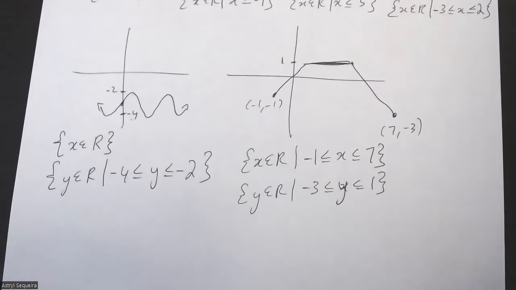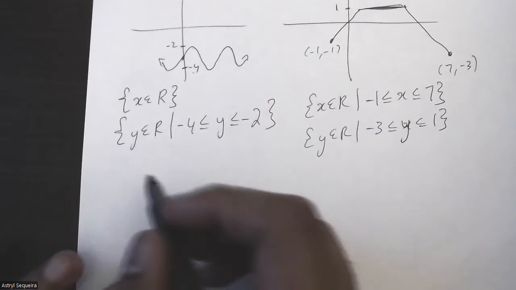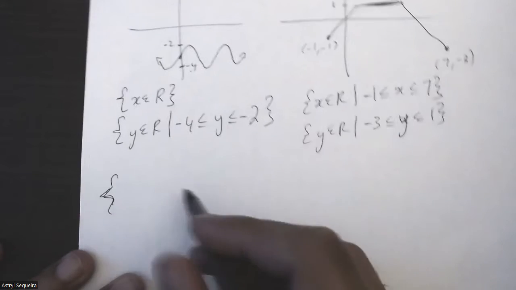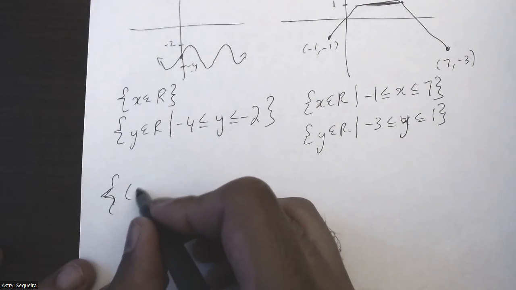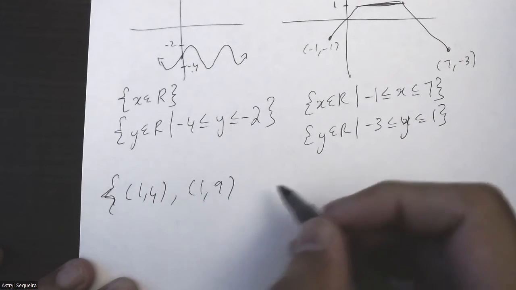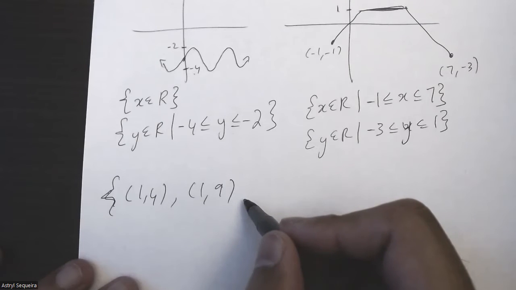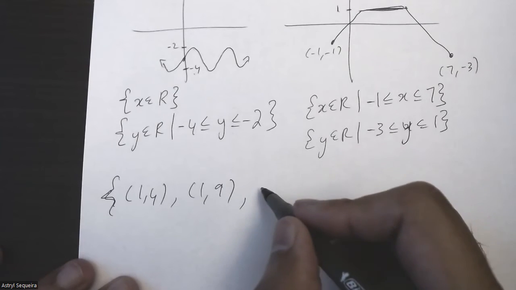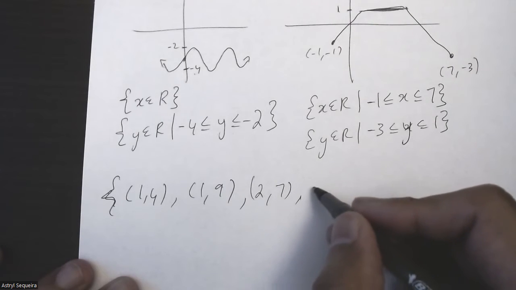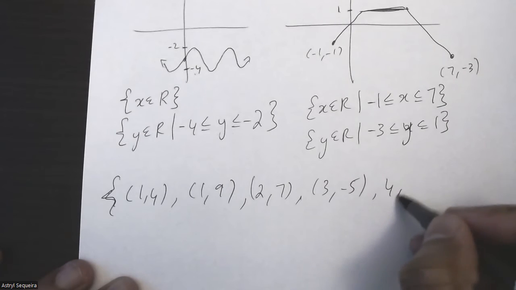Okay, so now you're getting the idea of doing it from graphs. But let's say, for example, you had some points. So let's say you had a list of points like this: (1, 4), (1, 9), (2, 7), (3, -5), and (4, 11).